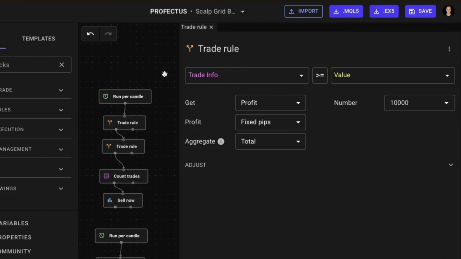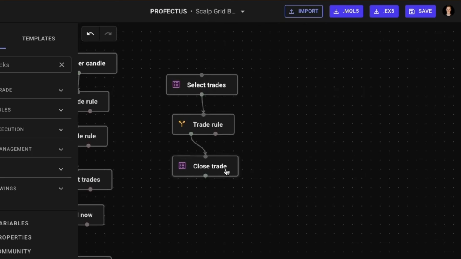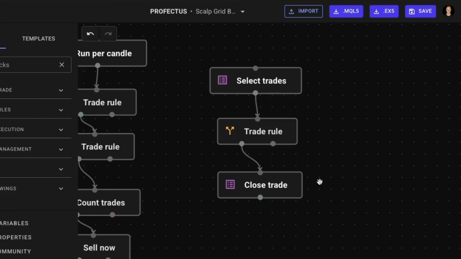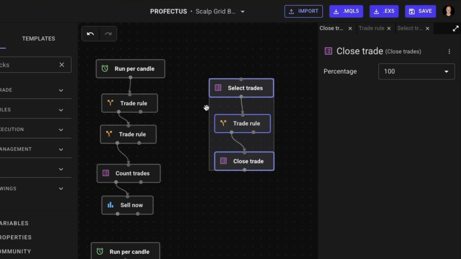Then the next block, trade rule. The simple takeaway from this block is that when we are in an accumulated profit that equals the fixed pips value that we have defined here on the right-hand side, this block will get triggered: close trade, and we will close 100% of the open trades. So this is simply looking at the whole cohort of your currently open trades.